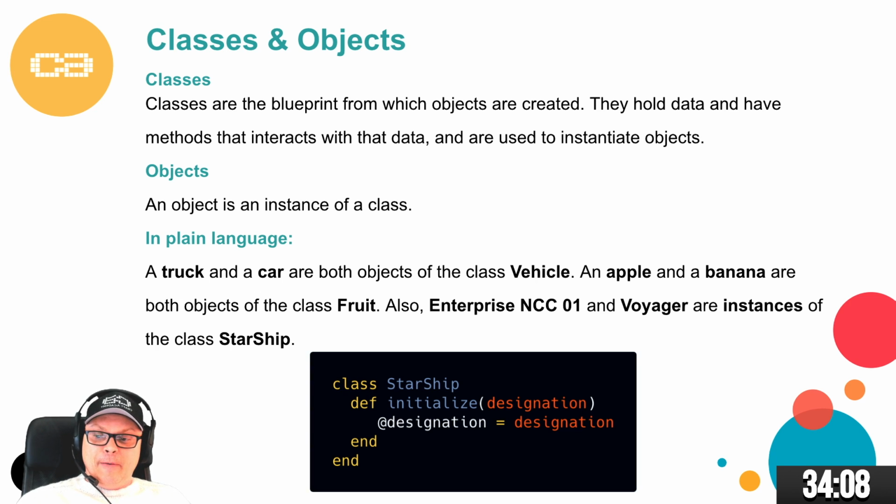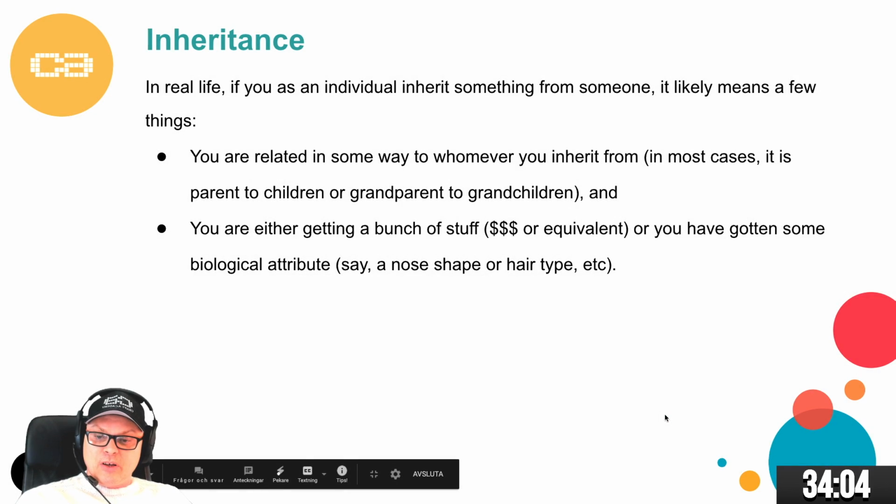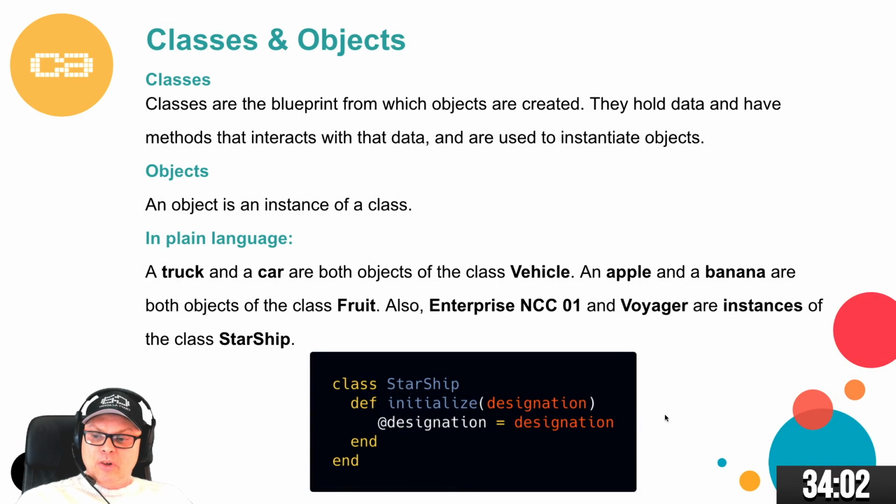So let's take a look at this code snippet that we have on this screen. We have a class definition, and then we have a method that is called initialize, and we just take one argument, in this case designation, which is like a name of the starship, and we just assign a name to it.